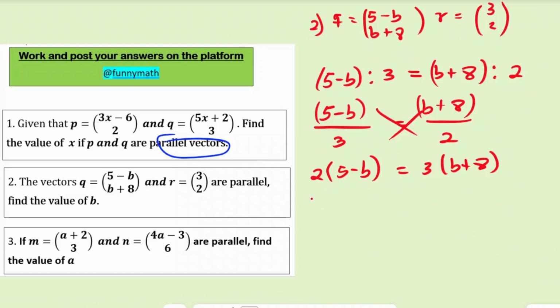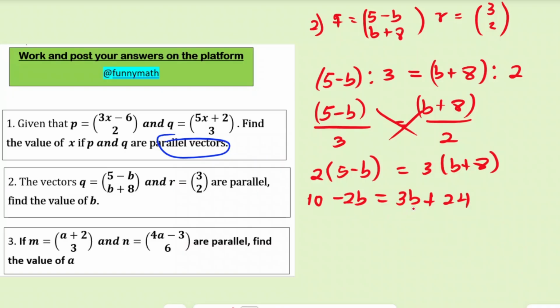So 2 by 5 is going to be 10. 2 by negative b is going to be negative 2b. Always check your signs. And 3 by b is going to be 3b. 3 by 8, that's going to be plus 24. So this is how we can expand to remove the bracket. Again, we have to collect like terms. We have to group the letters on one side.